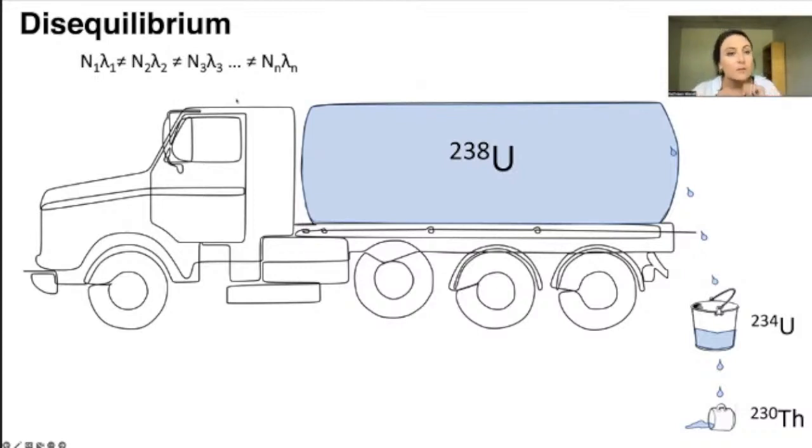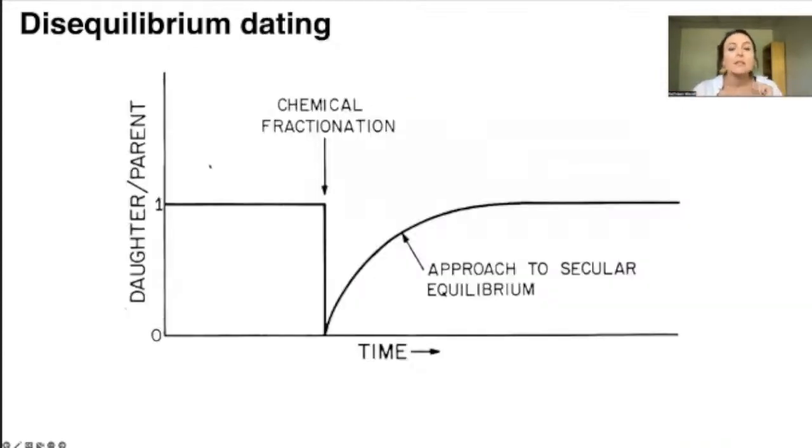And the reason why it's so important to understand what disequilibrium is, is because it is the basis of uranium-thorium dating. So uranium-thorium dating is part of the U-series disequilibrium family. There are multiple chronometers that are part of U-series disequilibrium. Uranium-thorium is just one of them. But the basis behind all disequilibrium dating techniques is as follows.